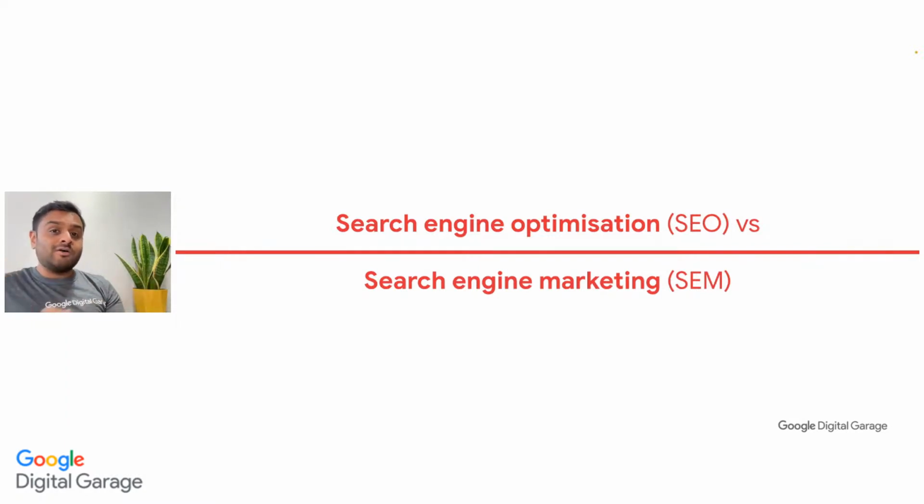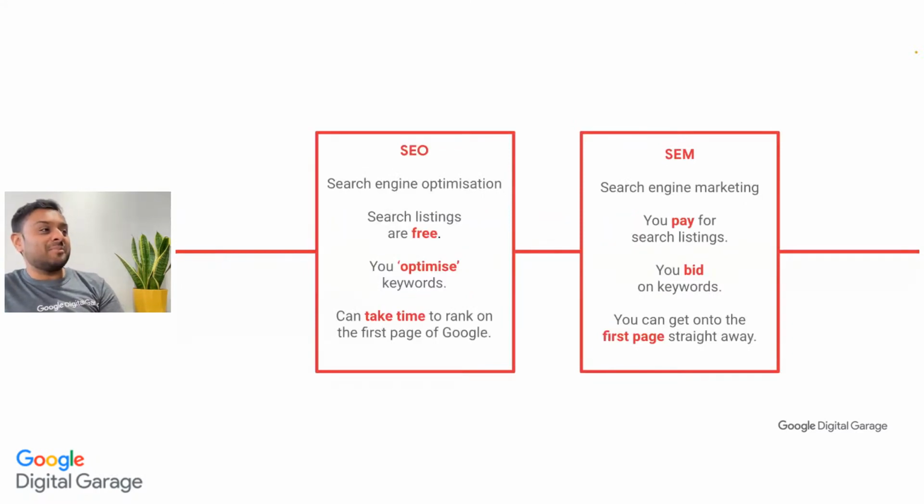Now, another element of search marketing, we've spoken about this search engine optimization process, but there's also another element which is known as search engine marketing, or also known as search advertising. You can see here search engine marketing. It's got another acronym here, which is SEM. But you can see the comparisons between the two here.